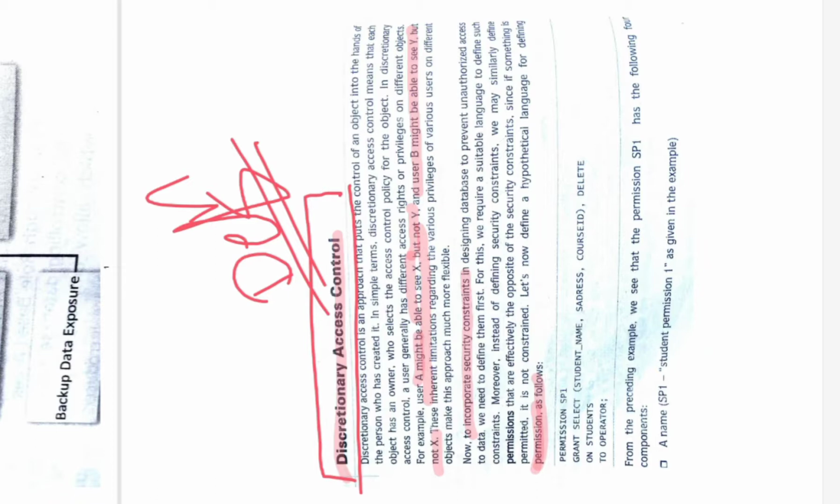Here I am going to speak about the permissions, right? Because this access control will have permissions, and only the permission will be able to tackle the different scenarios or different access measures. So here I will take an example. Here you can see this example: permission sp1, with 4 lines of code. Permission sp1, then grant select student name, student address and course id on students, and the last one to the operator.